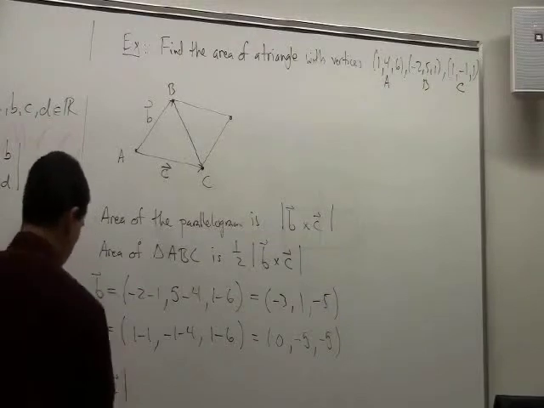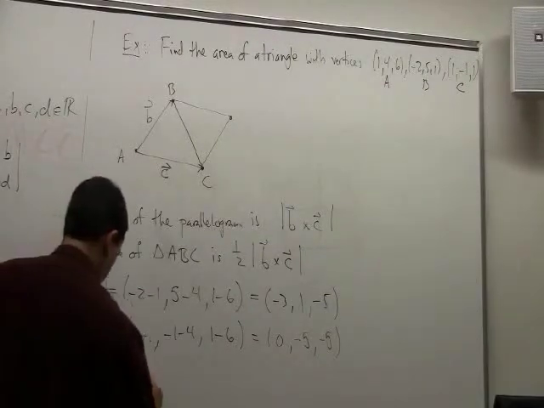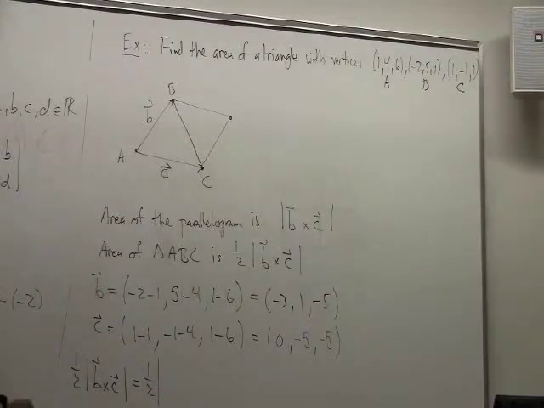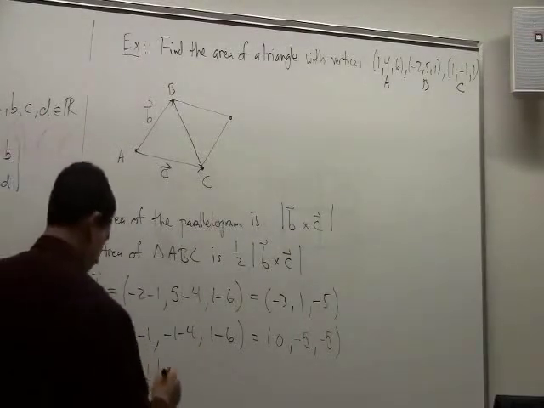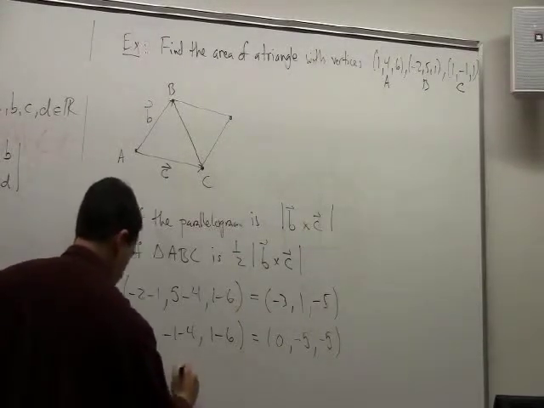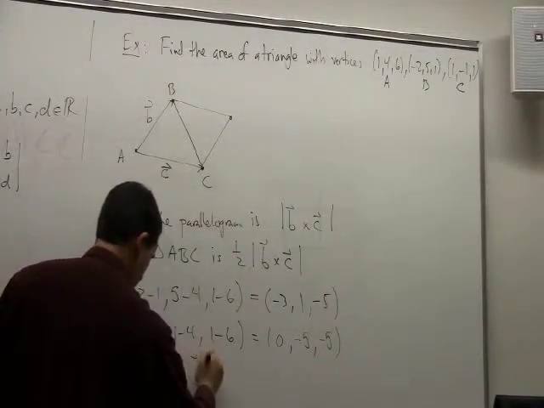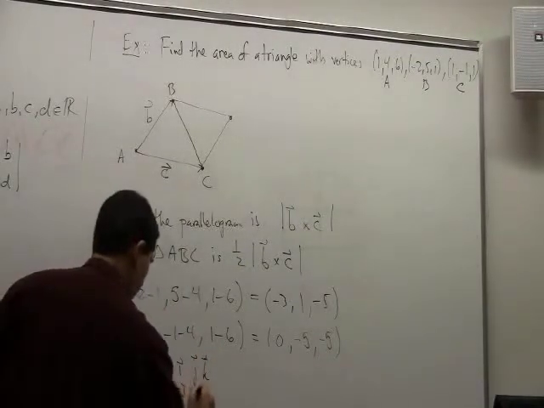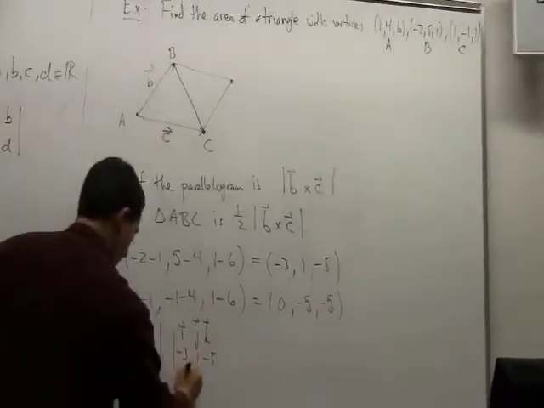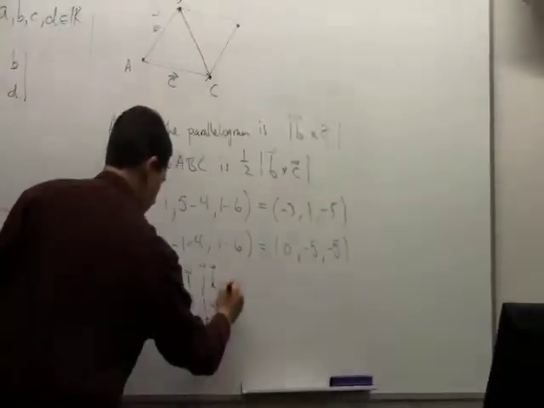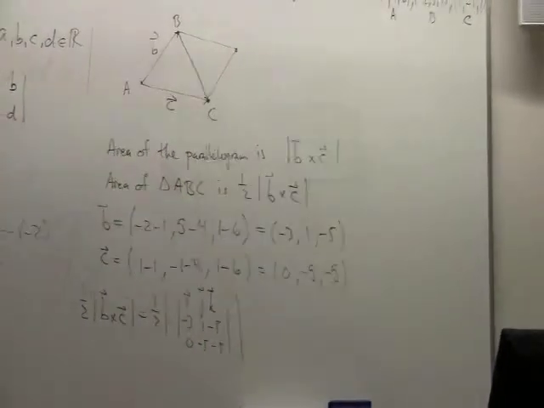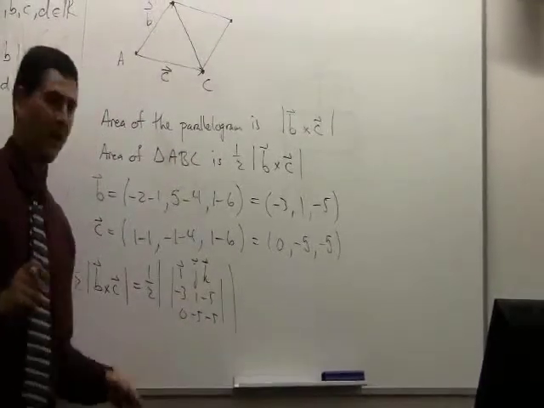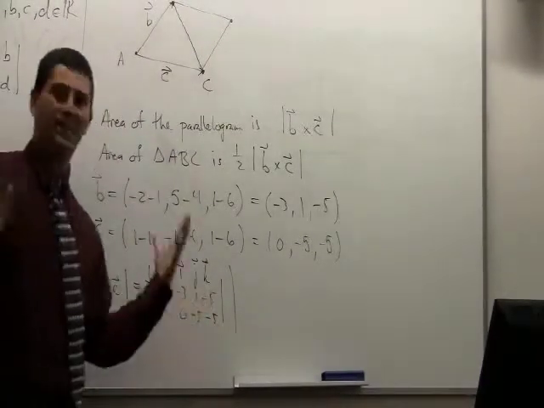let's see, of the norm of the cross product, well, that's a half of the norm of, well, I got to do B cross C. So what is B cross C? Well, it's the determinant of the matrix that has ijk, and then B is -3, 1, minus 5, and then C is 0, minus 5, minus 5. So you should be careful here because the absolute values on the outside, that's the norm. The absolute values on the inside, that's the determinant.